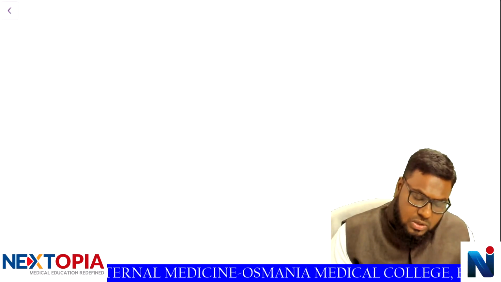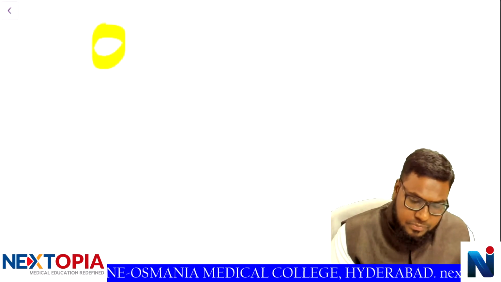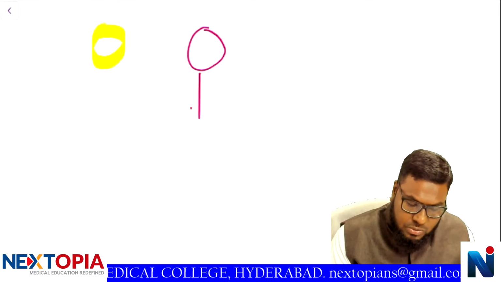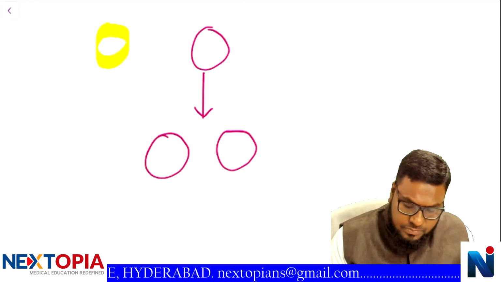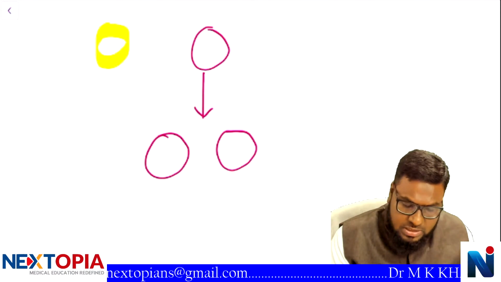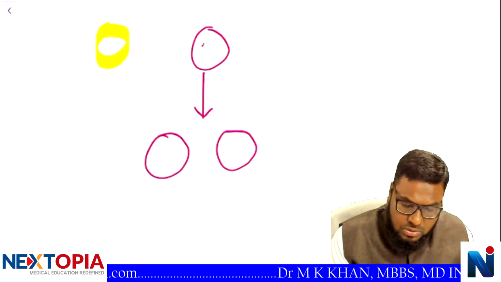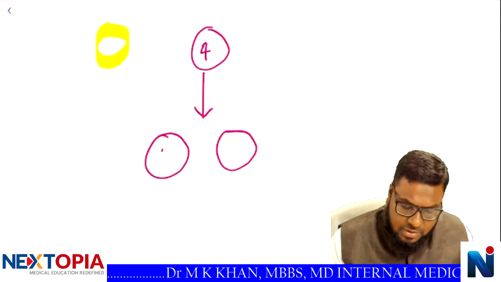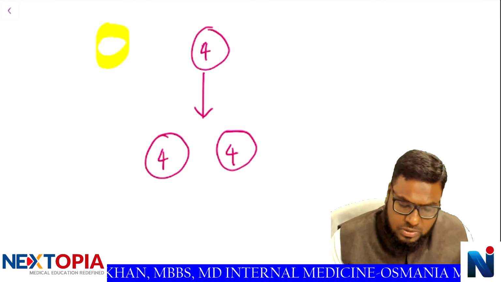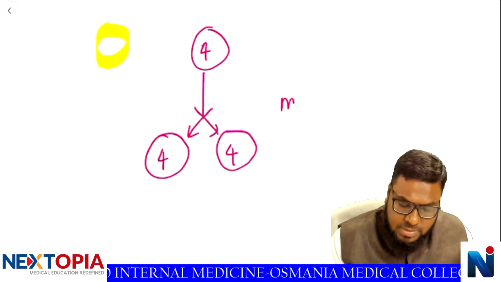All right. So a cell dividing into two daughter cells with the same set of chromosomes. Say suppose 4 chromosomes here, so we have 4 chromosomes and 4 chromosomes. This is called mitosis.